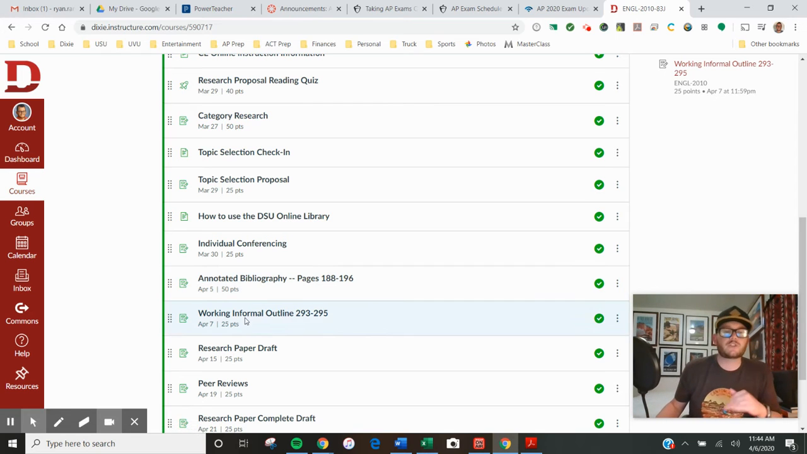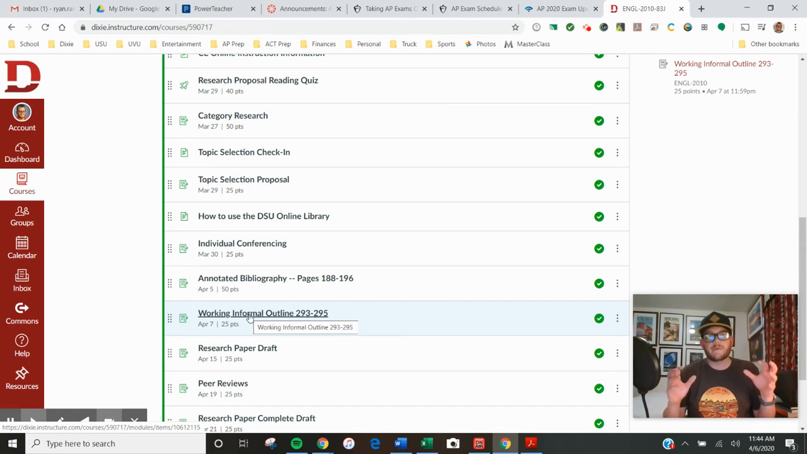And that's pretty much what I want you to work on for today and tomorrow, is creating an informal outline, taking that information from your annotated bibliography and putting it in some organizational method that works for you. And an informal outline means that it doesn't have to be super structured. And the fact that it says it's a working informal outline, working means it will change as you go through this process.